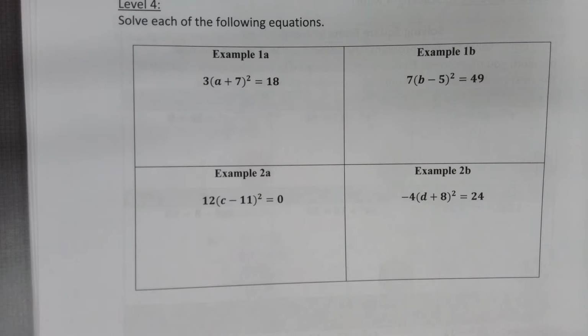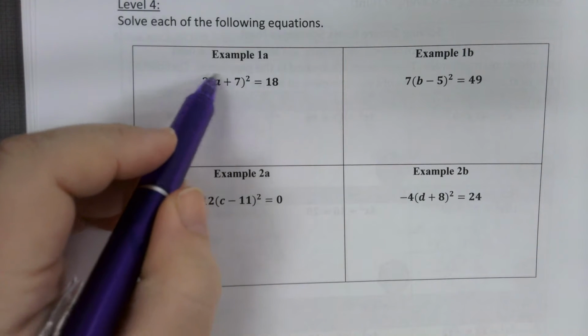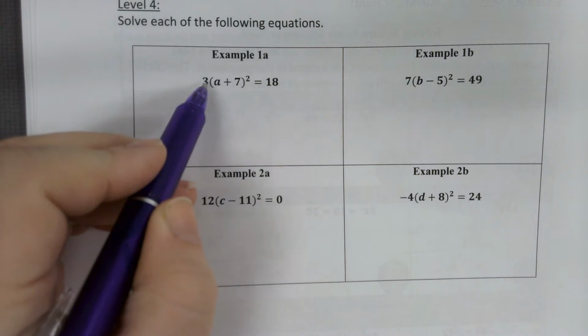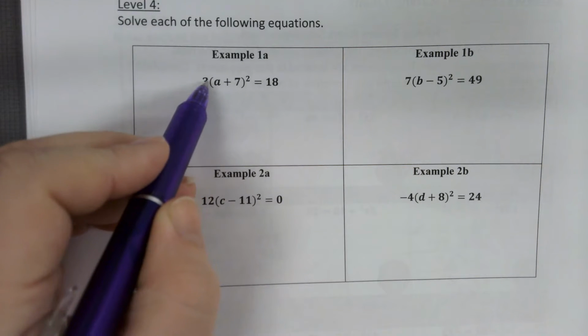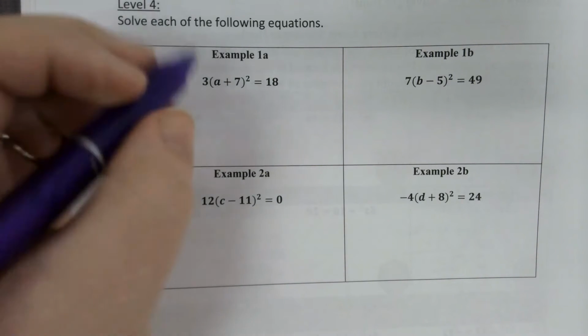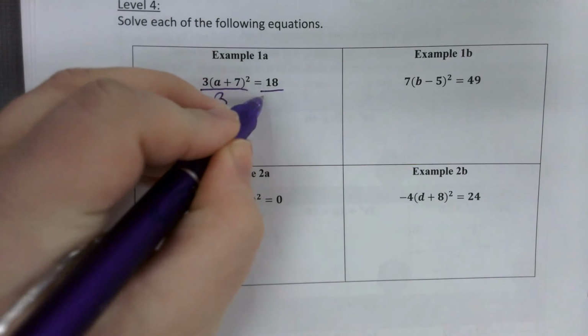For level 4, we've been given more than just the variable squared. Instead, we have an expression that's been squared. But our process is going to remain the same. We want to get everything except these parentheses moved to the other side. So we are going to first divide by 3 on both sides.